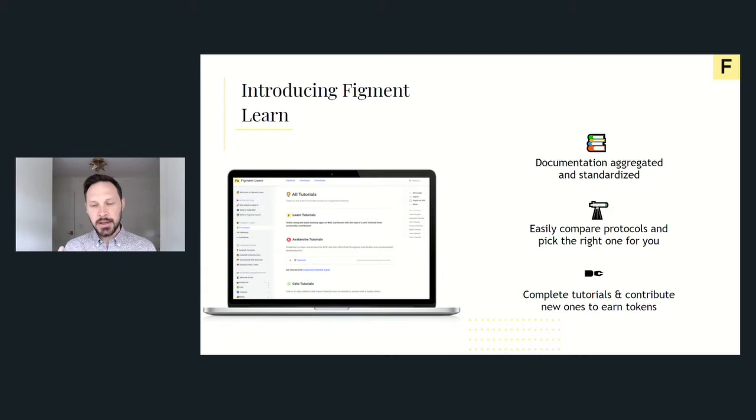We did two things there. One is we tried to put everything in one place, and then we tried to make it easy to compare and contrast different protocols to each other. For example, you could come to Figment Learn, which is learn.figment.io. I'll give a demo of it in a few slides. But when you get there, you can compare and contrast: what are the unique things about Polkadot? What can you do that you can't do in other chains?